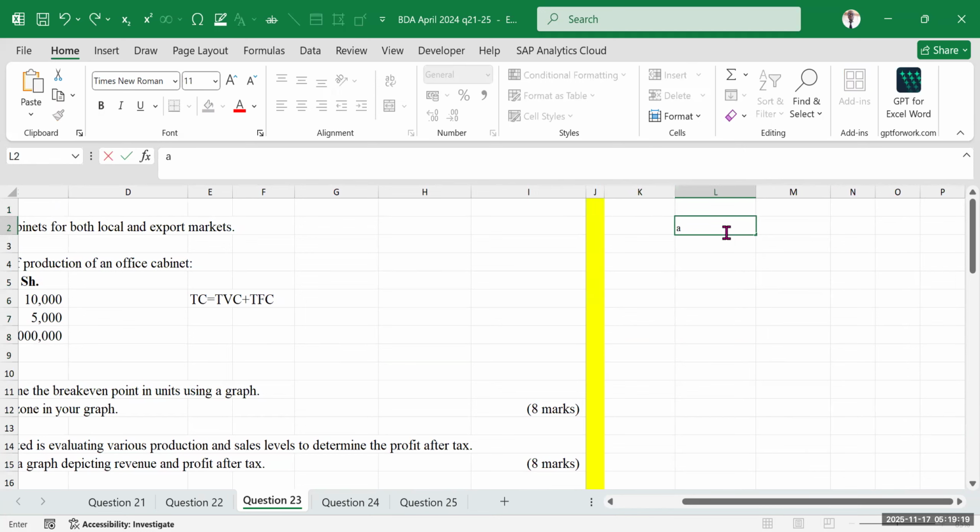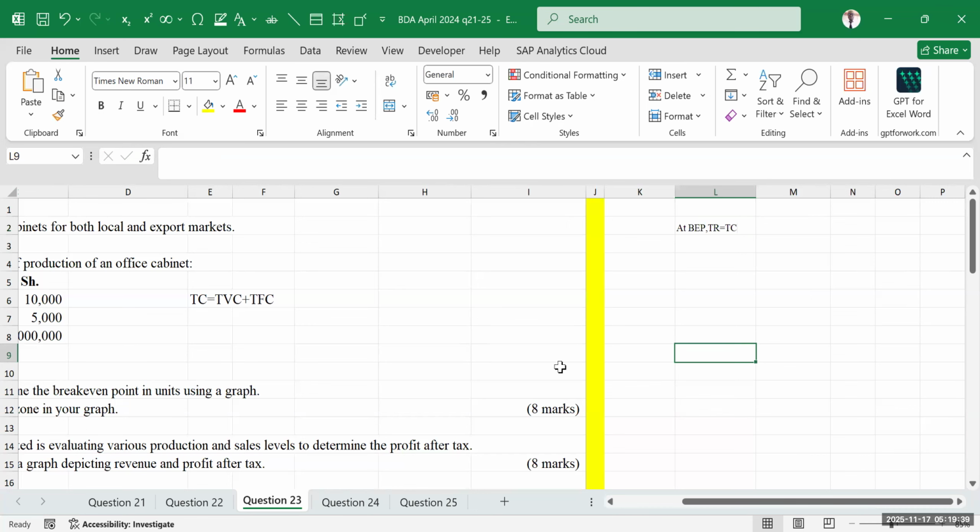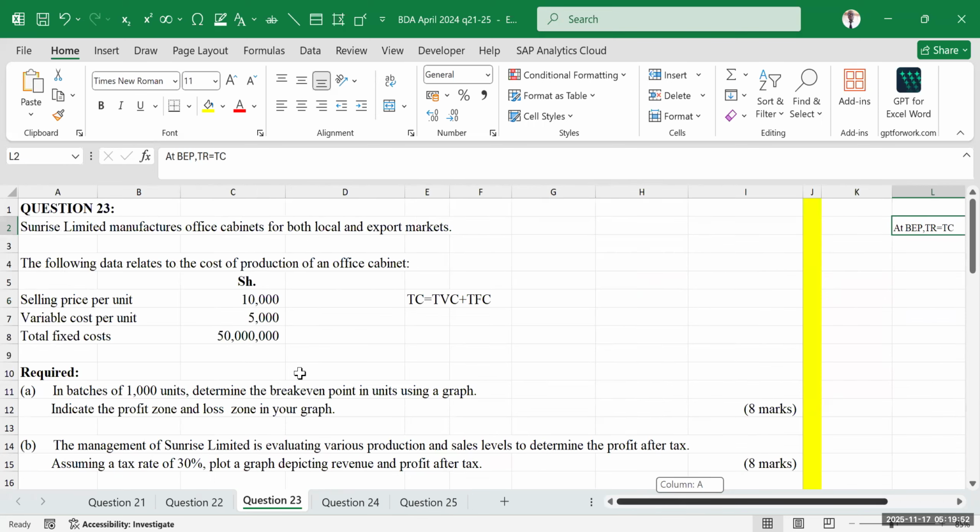So we know that at break-even point, we know that total revenue equals total cost. No profit, no loss. Let me put it in capital. So total revenue equals total cost, like that. Now, members, after we've known, and of course all of us now can interpret what break-even point is, we are supposed to come up with a graph. We're just laying ground. And what we are being told here is to get break-even point in units.